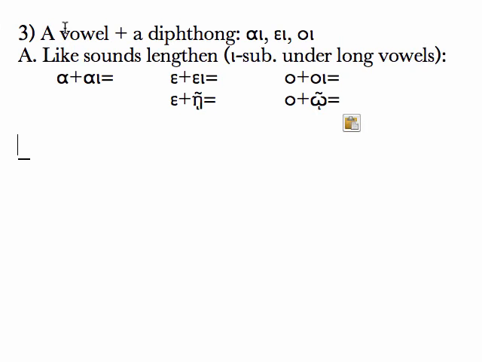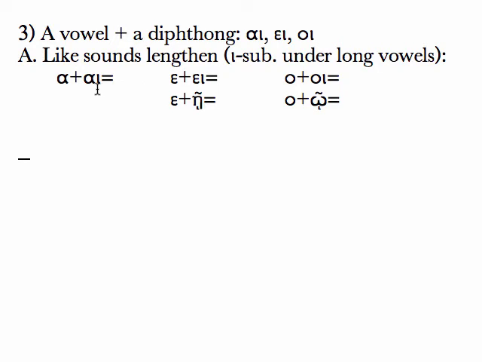The third basic principle concerns combining a vowel with a diphthong. And again, there are 2 possibilities for this: if I have a like sound or an unlike sound. If I have an unlike sound, again, the basic principle is that that sound is simply going to lengthen. If the vowel is long, the iota will be written underneath the vowel. It will become an iota subscript. Some texts use iota adscript, so be careful of those. Most texts, I think, now use iota subscript.